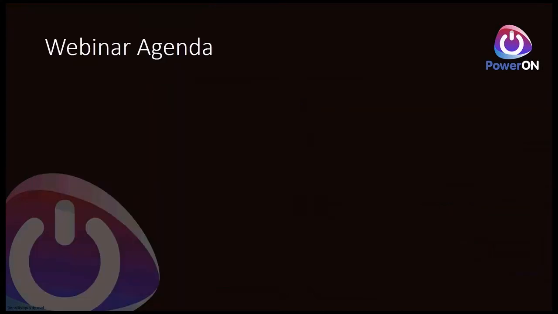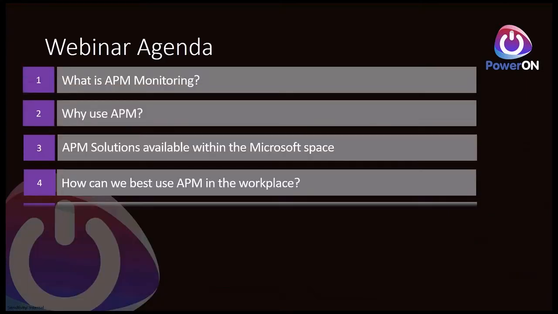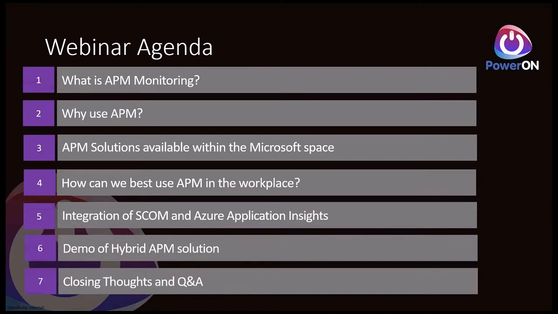Right, so what are we going to be talking about today? So what is APM monitoring, first off? What does it stand for, and what is it, and how is it different from other forms of monitoring? The second question is, why use it? And that really derives from what it is. So why are we going to be using it? And then what solutions are available to us within specifically the Microsoft space? And then how can we best use APM in our workplaces?